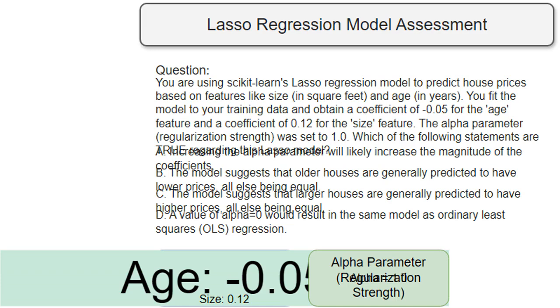The coefficient for size is 0.12. This tells us that for every 1 unit increase in house size, presumably square feet, the predicted price increases by 0.12 units, holding other factors equal. A positive coefficient indicates a direct relationship.